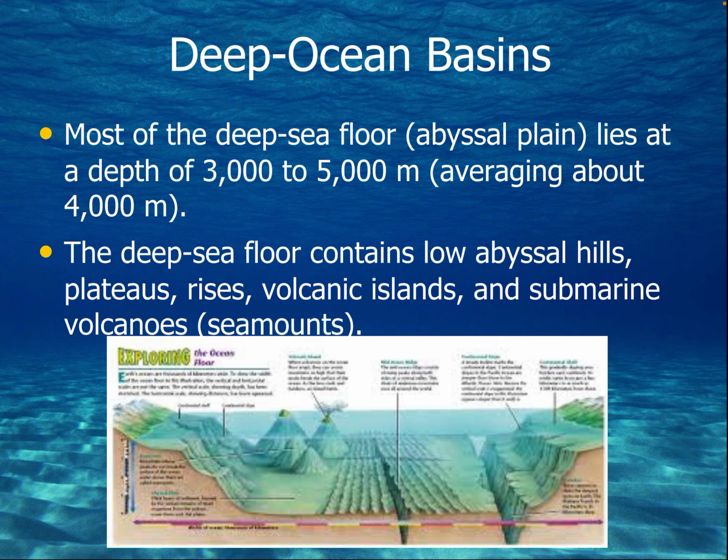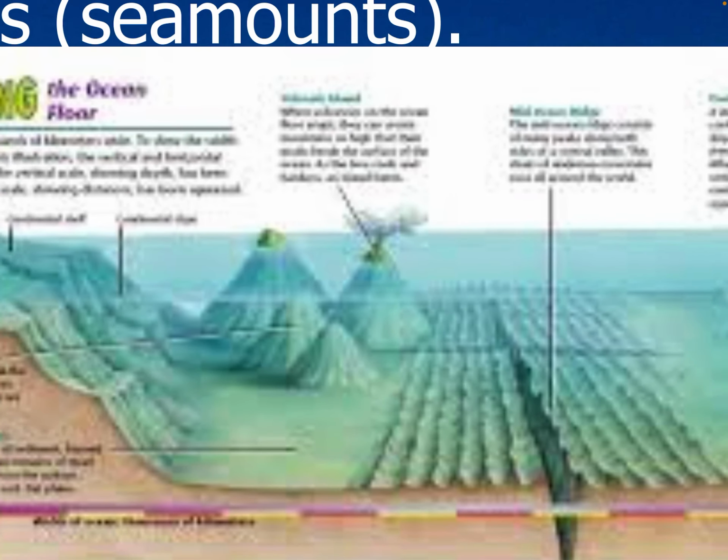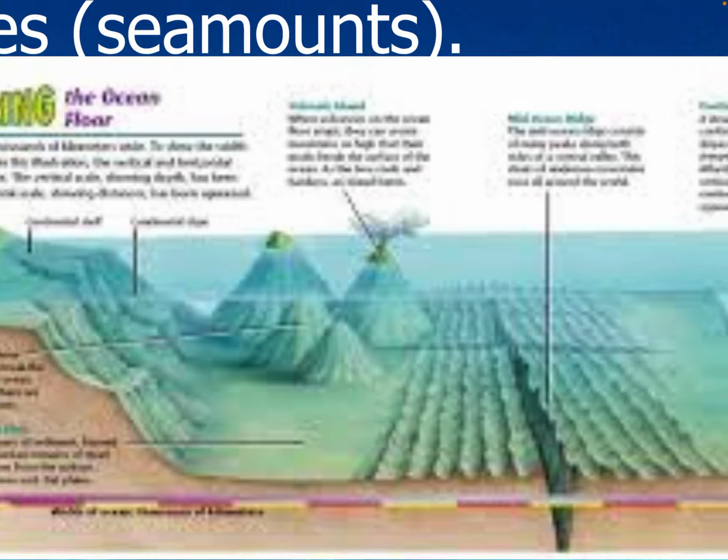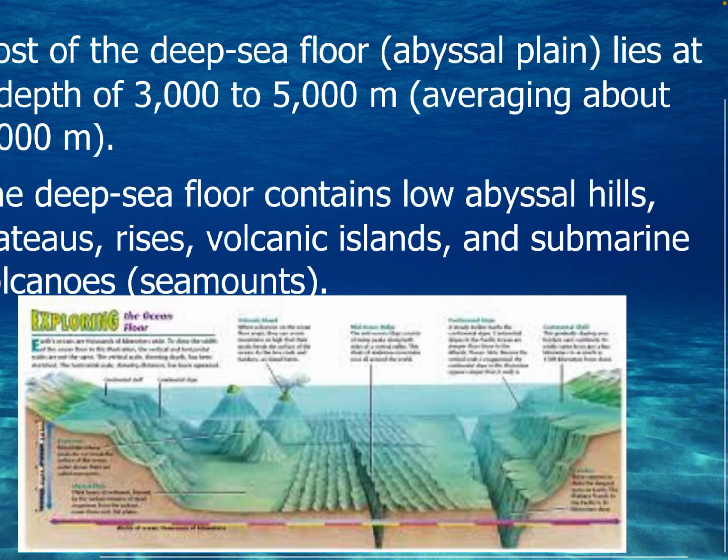So there's some hills, there could be plateaus, there could be rises, there could be volcanic islands, and there could be submarine volcanoes, also known as seamounts. So this would be, let's see, right here. These little mountains here would be your seamounts. But once they actually break the surface of the water, they're called volcanic islands.